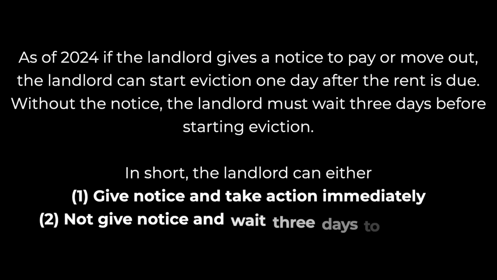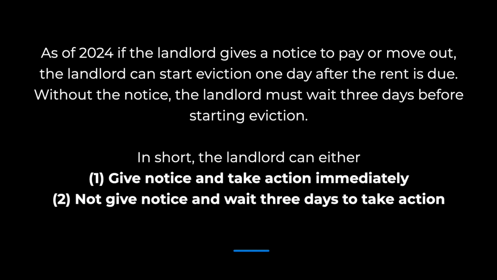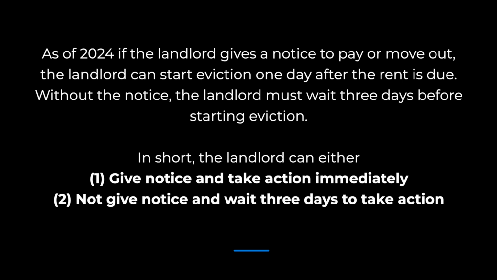As of 2024, if the landlord gives a notice to pay or move out, the landlord can start eviction 1 day after the rent is due. Without the notice, the landlord must wait 3 days before starting eviction. In short, the landlord can either 1, give notice and take action immediately, or 2, not give notice and wait 3 days to take action.